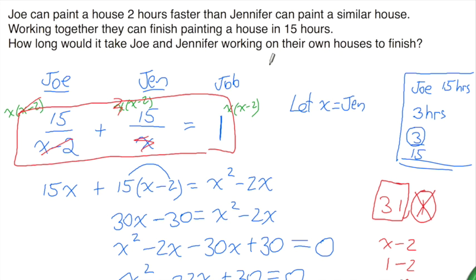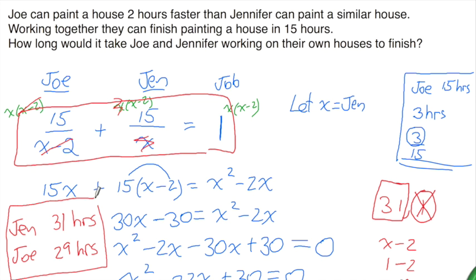So the answer to the question would be Jennifer would take 31 hours, and Joe would take 29 hours, 2 hours less. And that is a quadratic type work problem.